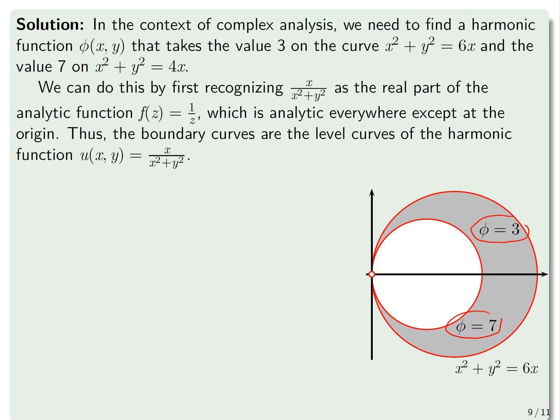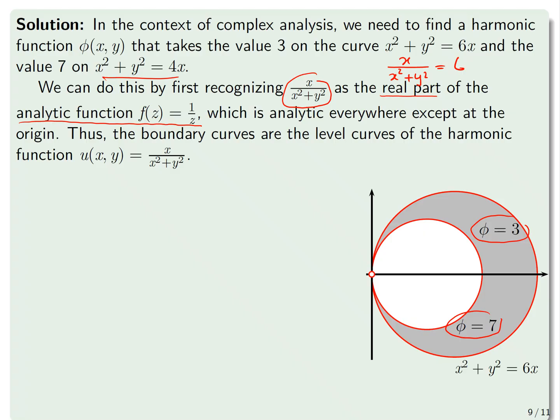And we also see that the circle you can actually write in this form. So you can isolate 6, you can write this as 6 exactly. You can divide and write this one as x over x squared plus y squared equals 6. You can do the same thing with the other one too. And you can see that this x over x squared plus y squared is the real part of the analytic function f(z) equals 1 over z.